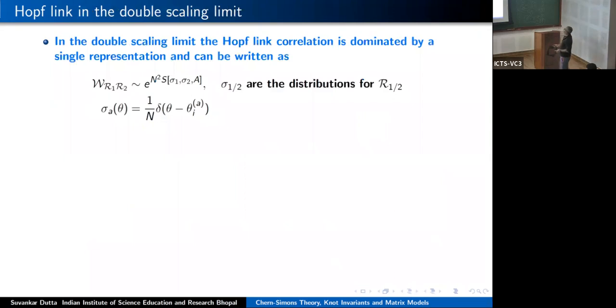Once you do that, your right-hand side becomes this, okay? So what is S of sigma 1, sigma 2? Sigma 1 is the distribution for the representation R1, which is associated with one unknot in the Hopf link, and sigma 2 is the distribution corresponding to the representation associated with the other unknot. So sigma 1, sigma 2 are given to you. Okay. So in the large n limit, the sum is dominated by a single representation, and you calculate the right-hand side on that single representation, and suppose the value is S of sigma 1, sigma 2.